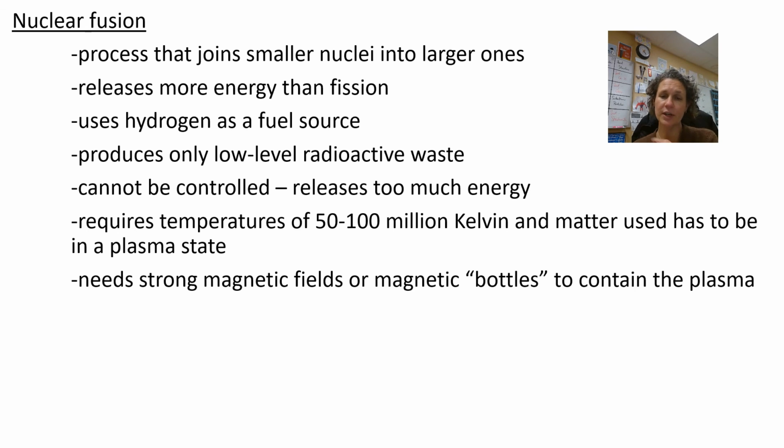Extremely powerful, and we have worked on different forms of fusion, and we can do some fusion, but it's one of those that it's hard to control. The conditions have to be just right, and so we don't use it like we do fission. Part of the problem is that you have to have really high temperatures, like 50 to 100 million Kelvin. Matter has to be in a plasma state, which is not easy to control, or to come up with those conditions. And then it also needs very strong magnetic fields or magnetic bottles to contain the plasma once you kind of get it started.